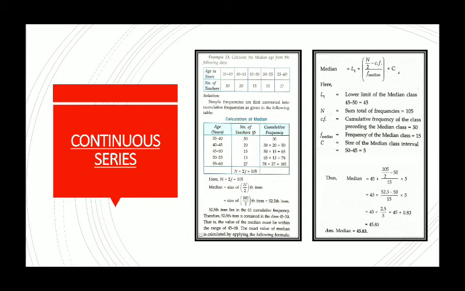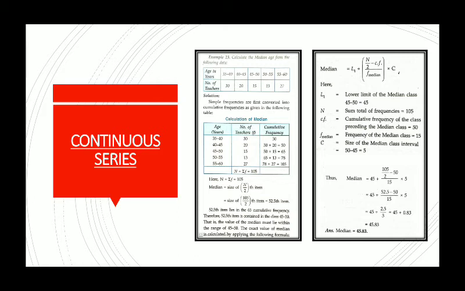What is the formula? Median equals L1 plus a fraction where the numerator is n by 2 minus CF and the denominator is F median, multiplied by C. What are these symbols? See, the very first, L1. L1 is the lower limit of the median class. So the median class is 45 to 50. So the lower class limit is 45. So in place of L1, we will put 45.